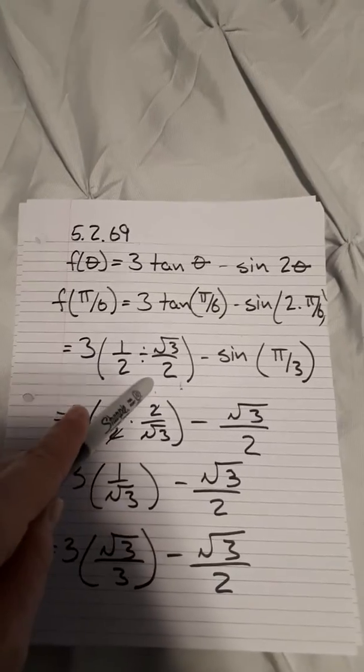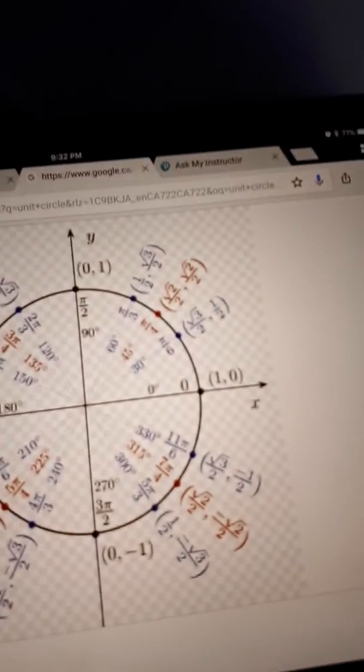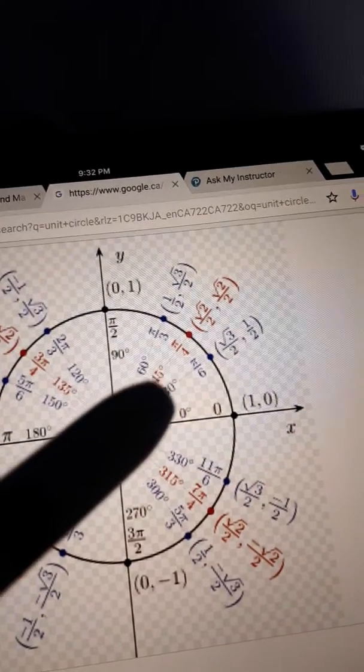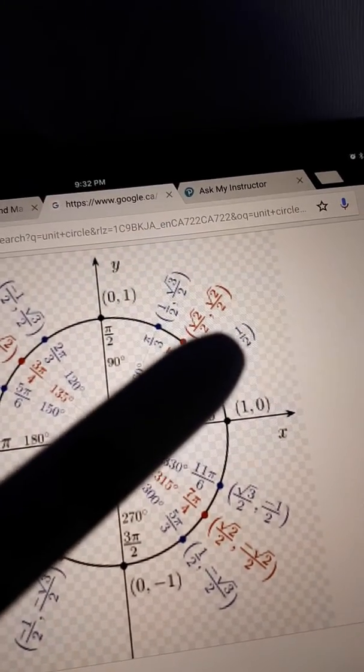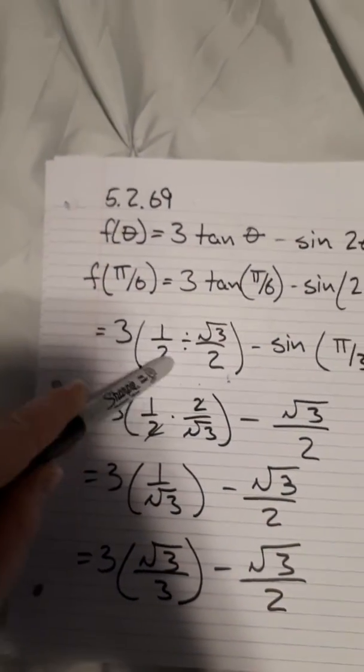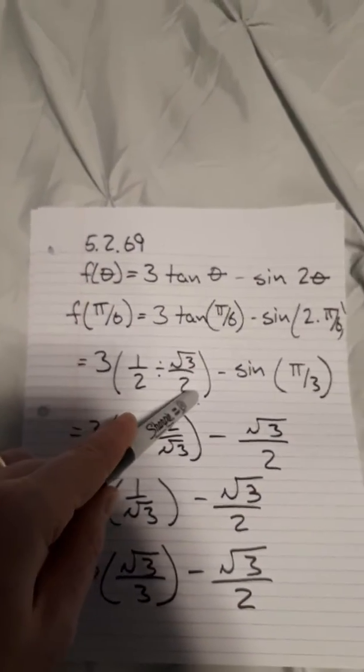I have 3, and again, the tangent of pi over 6. Looking at the unit circle over here, there's pi over 6, and the tangent is 1/2 divided by root 3 over 2. So over here, I just wrote that in right there: 1/2 divided by root 3 over 2.